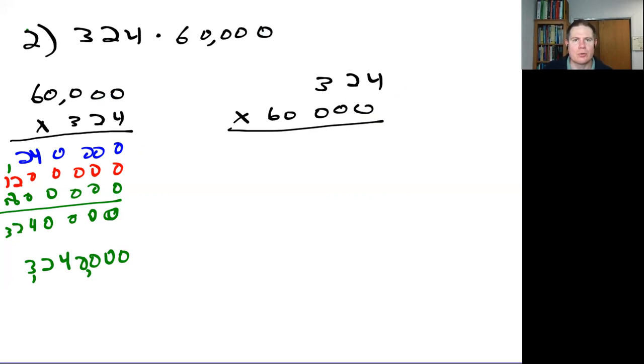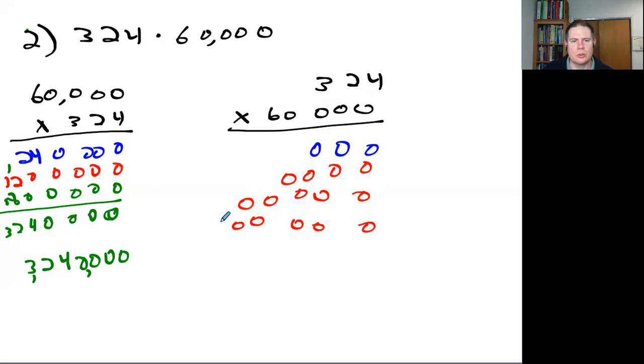So start over with the blue. 0 times 4, 0 times 2, 0 times 3. All right, put a placeholder. 0 times 4, 0 times 2, 0 times 3. Put 2 placeholders. Put 3 placeholders. All of these zeros, oof, what a mess, right?